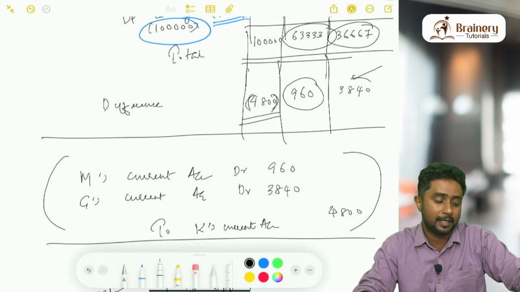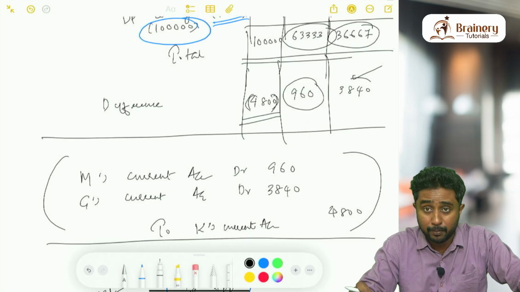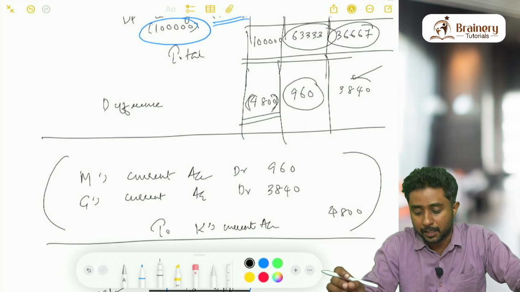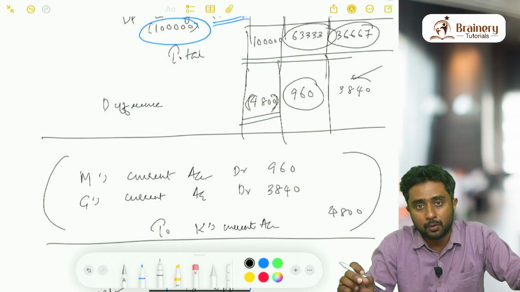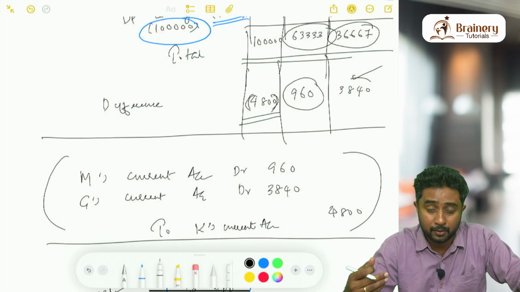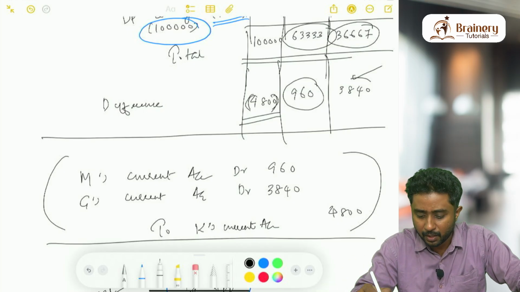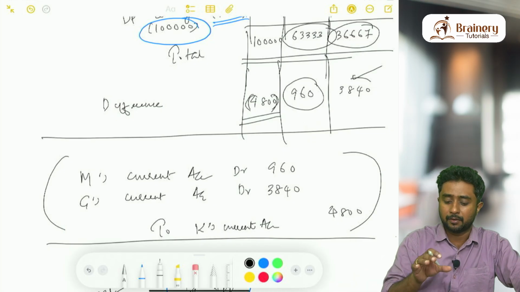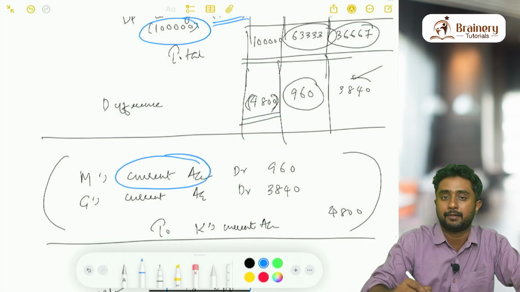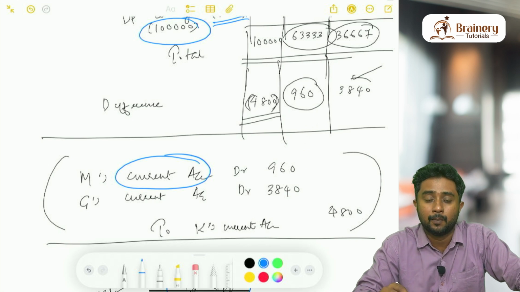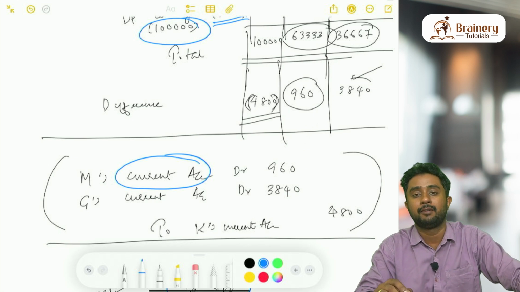While passing the entry, we have to debit the partners' capital account or current account, based on the question, of those who are getting the gain. Here two partners are getting the gain, so we have debited their current accounts. The reason why we have debited the current account instead of the capital account is that the question specifies they are following the fixed capital method.